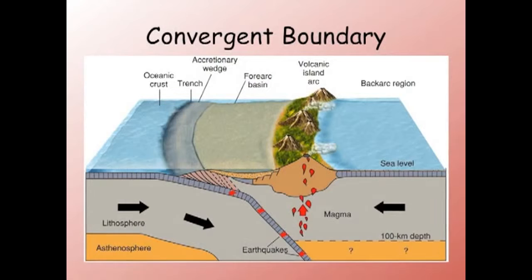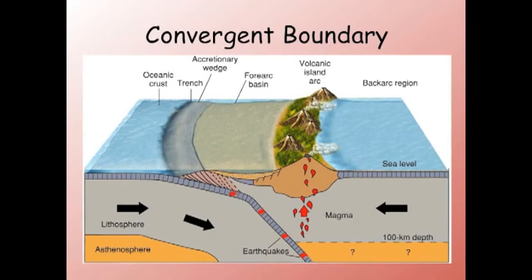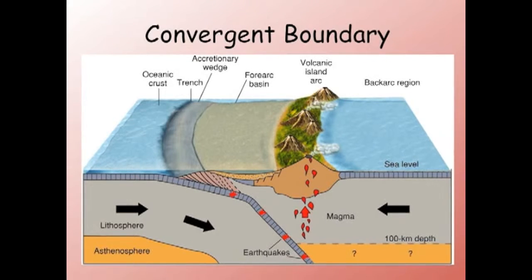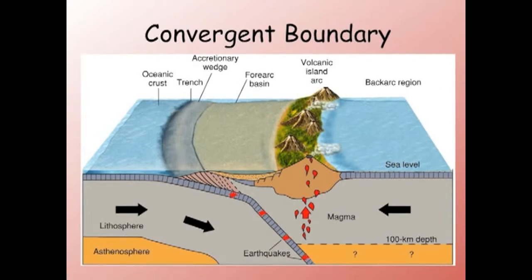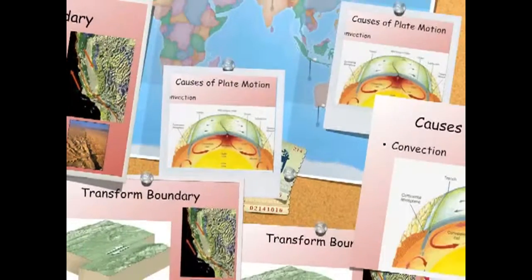The convergent boundary happens when 2 plates collide. There are 3 conclusions that can occur. Ocean plates can collide with continental plates, 2 continental plates can collide to form mountains, or 2 oceanic plates can collide. The transform boundary happens when 2 plates slide past one another horizontally. An example of this boundary would be San Andreas Fault found in the western United States.